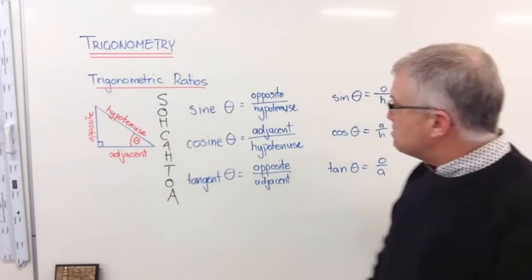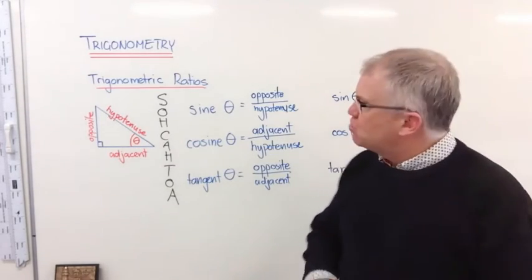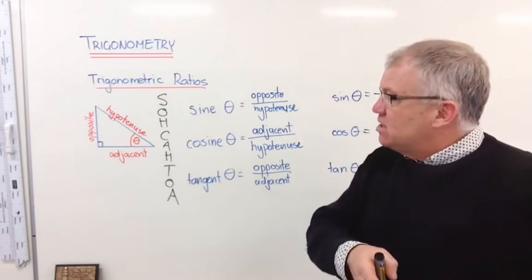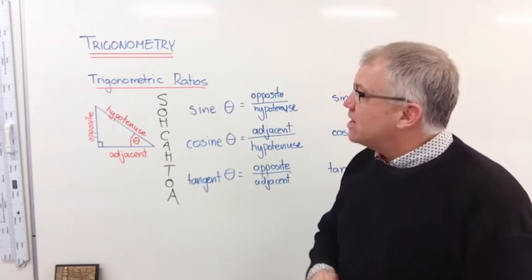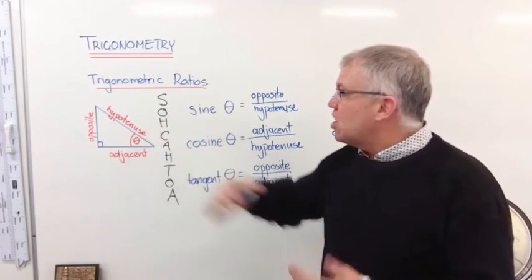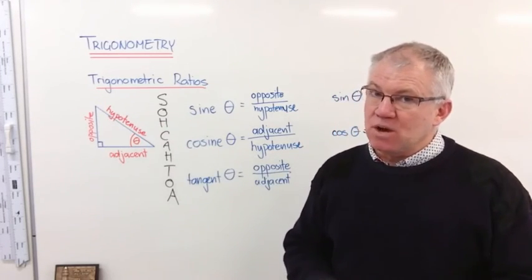Right, that's about all we need to introduce the idea of trigonometry. Next lesson, we're going to look at using trigonometry and how we can apply it to actually find the lengths of sides and angles within a right angled triangle.